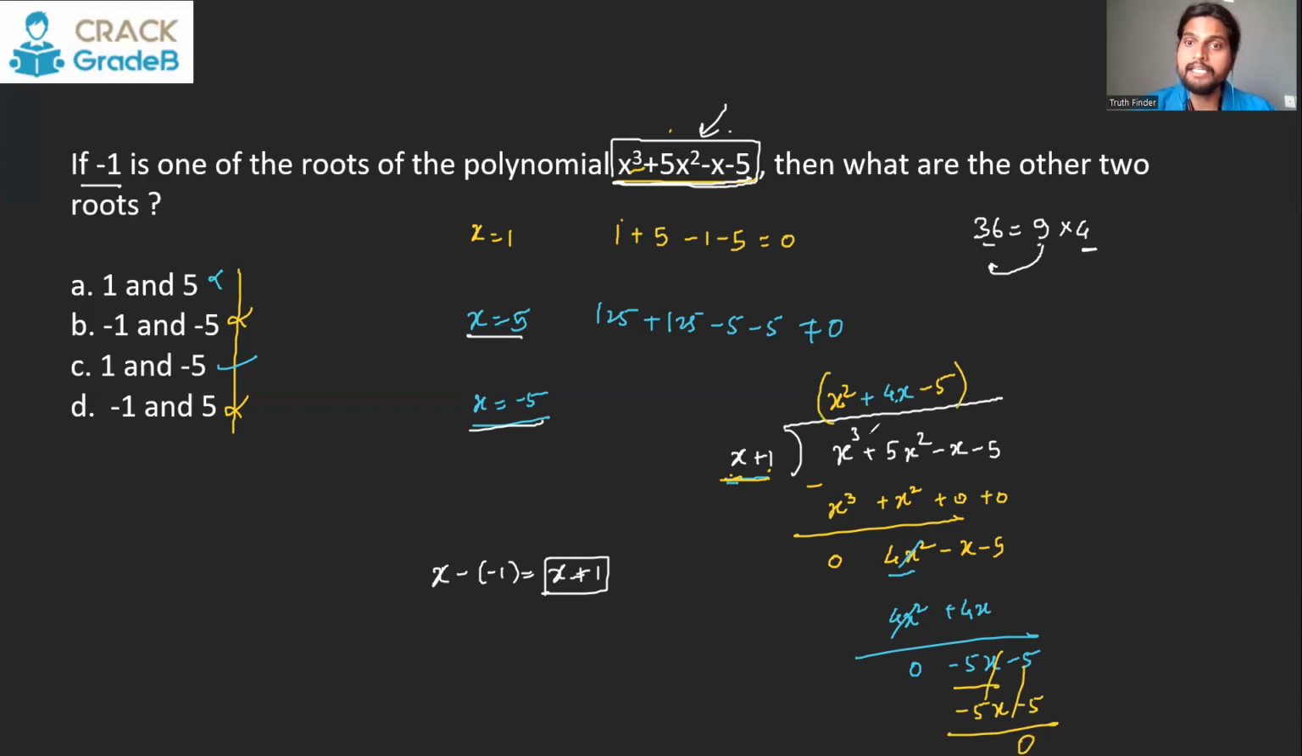That means this is the quotient. So when you divide this algebraic expression by the smaller one, we get this. That is another factor. So x square plus 4x minus 5 is another factor. So whatever the roots of this are going to be, they are the other two roots of this.